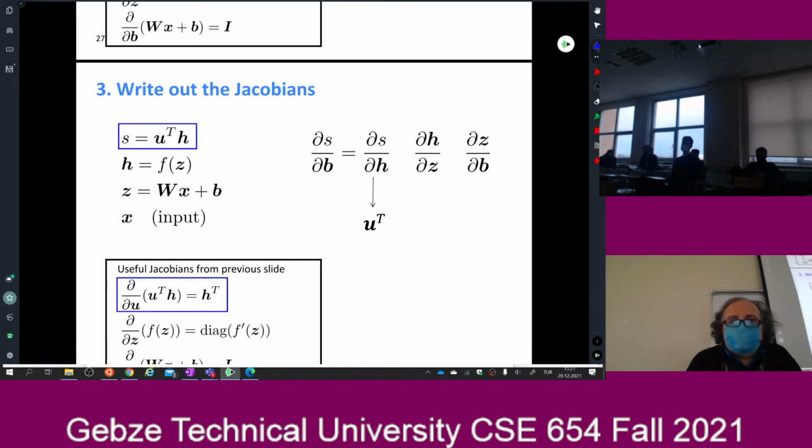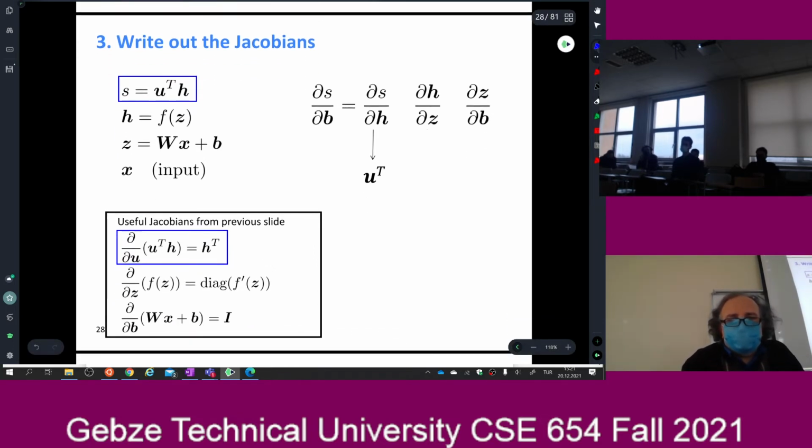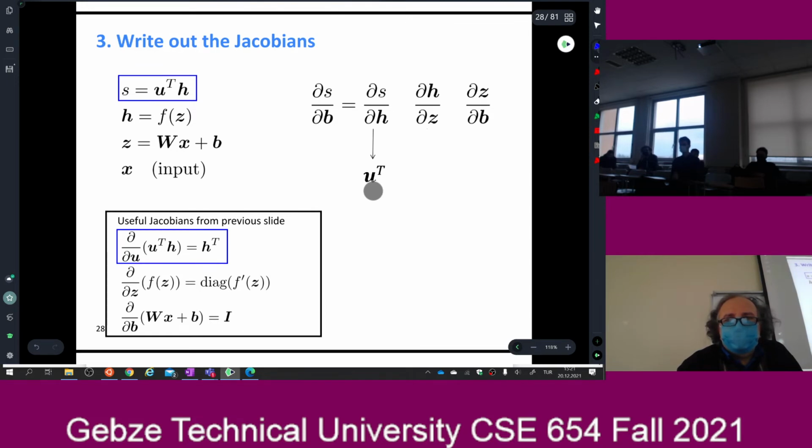This one is S with respect to H. It is UT. Because we derived the U transform. So this is the first rule, right? This one is HT, but I am doing it the other way. Yes, this is UT. So I got this.